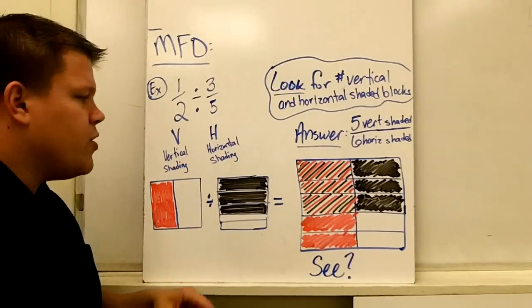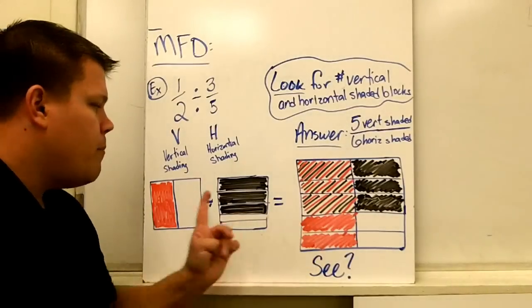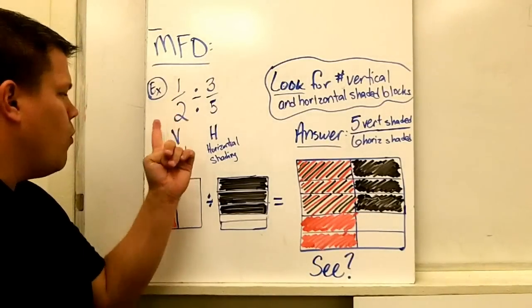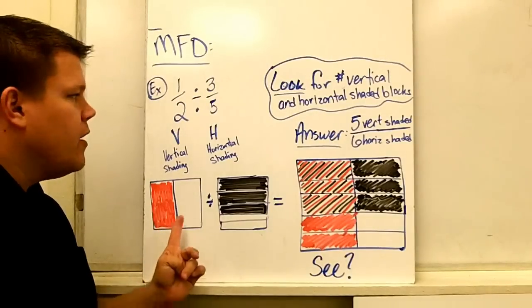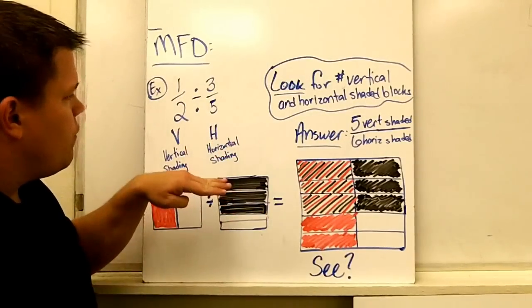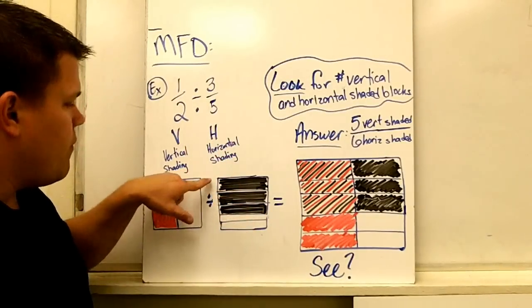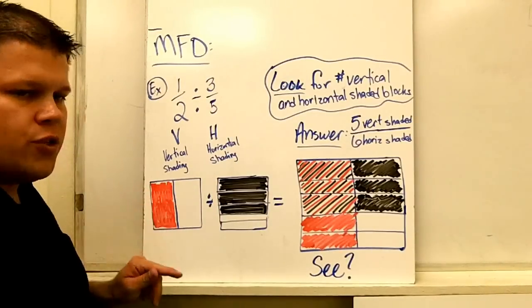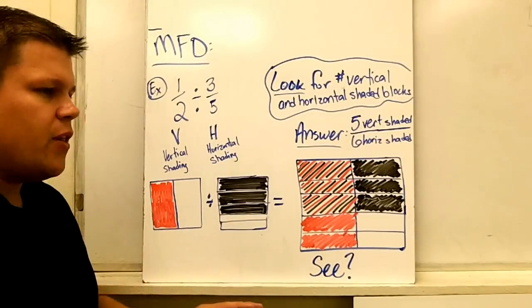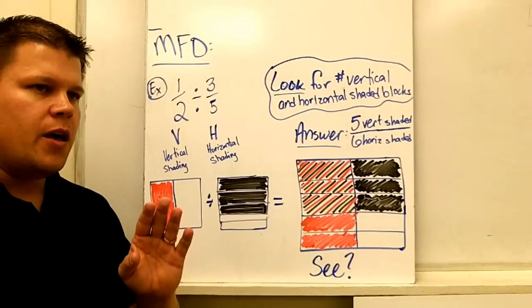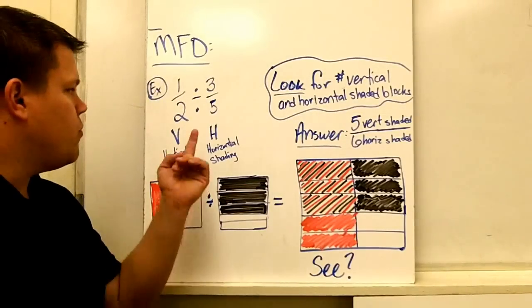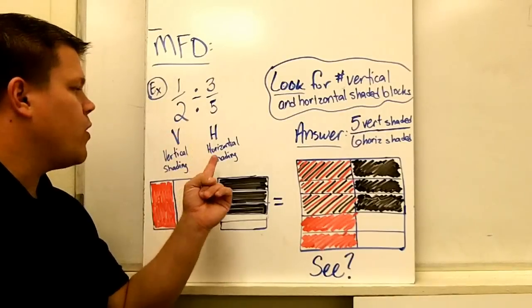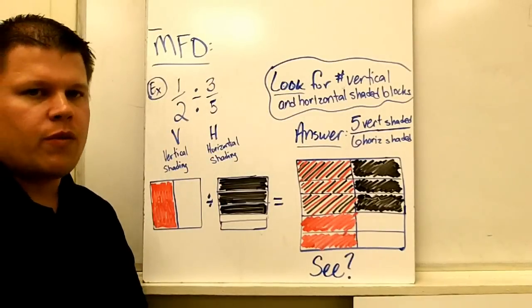What I'm going to do is shade this model based on the vertical shading here. 1/2 of it needs to be shaded, and horizontally 3/5 of it needs to be shaded. We have 1, 2, 3 out of 5. Here we have 1 out of 2. Okay, so we're shading things based on this position in the question. We are going to vertically shade 1/2. We're going to horizontally shade 3/5.